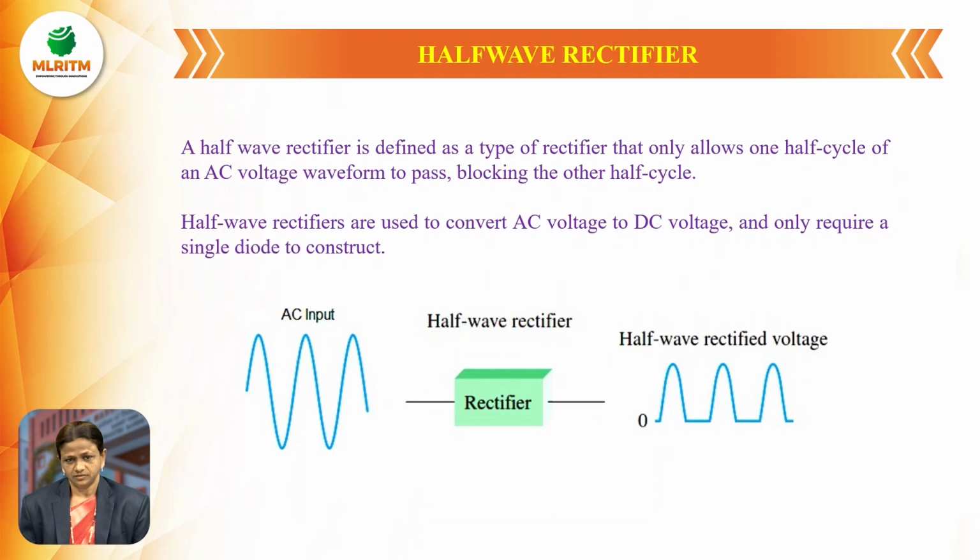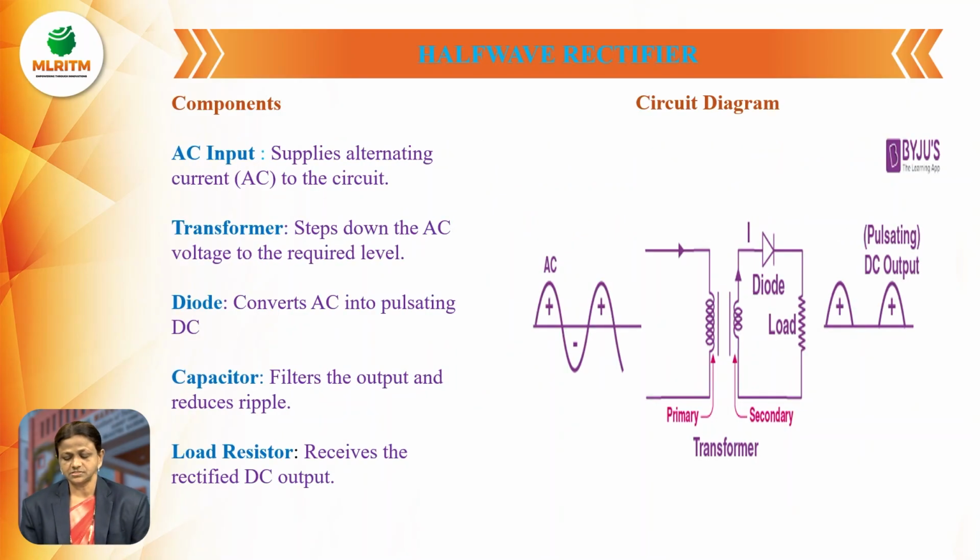So basically, this half-wave rectifier contains one transformer, one diode, and one resistor. So this is the circuit diagram of half-wave rectifier. This half-wave rectifier contains a step-down transformer. Step-down transformer means the number of windings in the secondary is less than the primary.